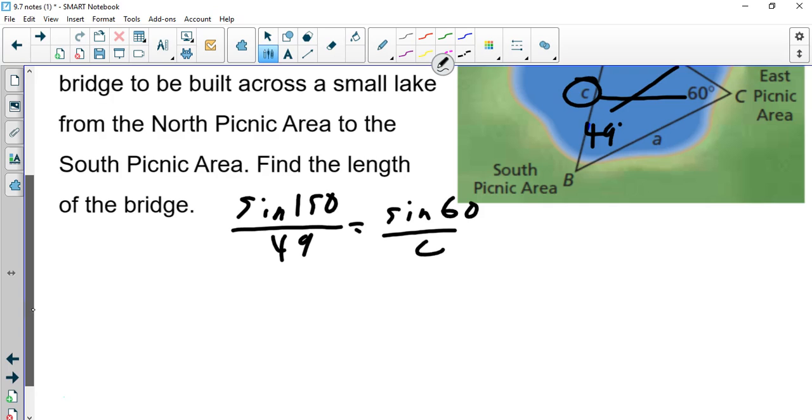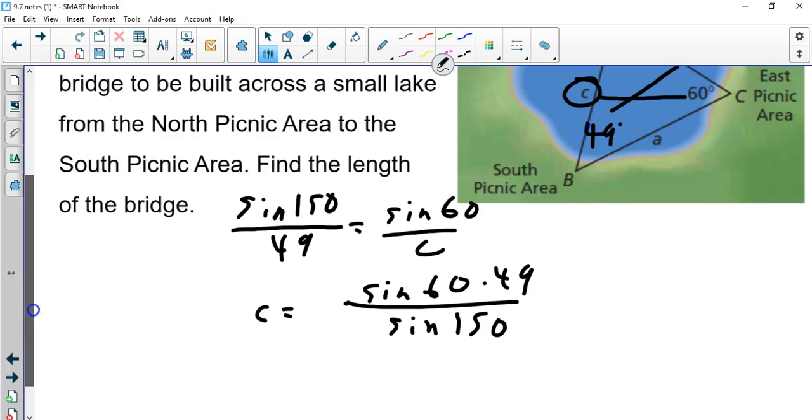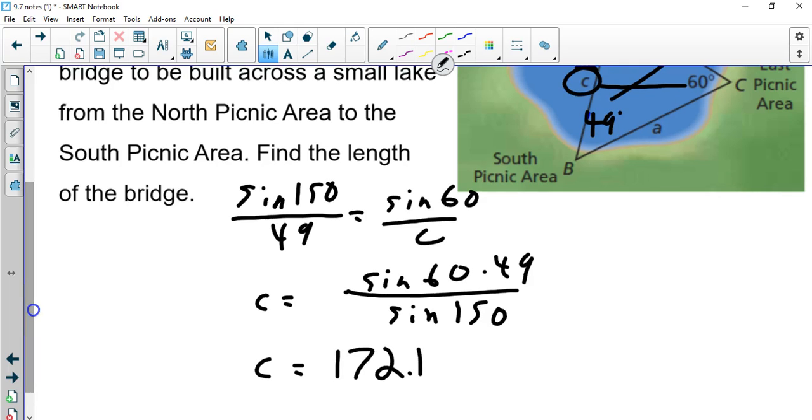I think you can see enough how it goes so far, so I'm just going to skip a step and say C is equal to sine of 60 times 49 divided by sine of 150. I think I've shown enough on the calculator, you know how to use it. So C in this case is going to be 172.1 meters. And that's it.